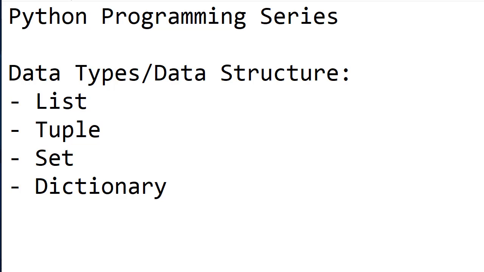Dictionary is another type of collection or data structure, which is again unordered, but at the same time has an index. So it's indexed as well as changeable. That means you can go ahead and change the values within your dictionary. But there are a few unique things about your dictionary.